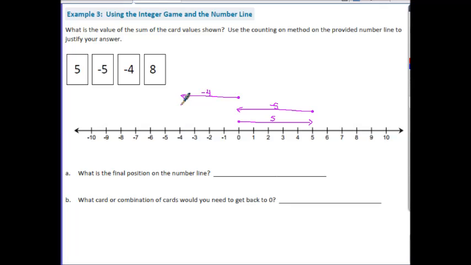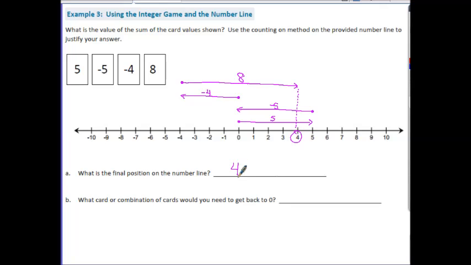And the last card I have in my hand has a value of 8. So I'm going to go above the arrow on the 4, and I need to move back 8 units. So I know that if I go from -4 to 0, that has a value of 4, and I'm going to continue on 4 more for a total value of 8. And what you can see here is this brings us to a final position of 4.